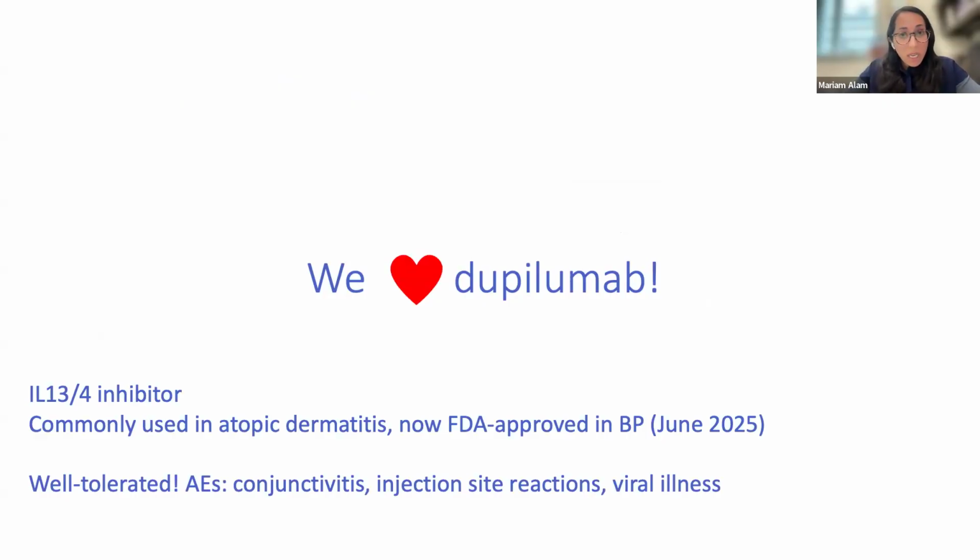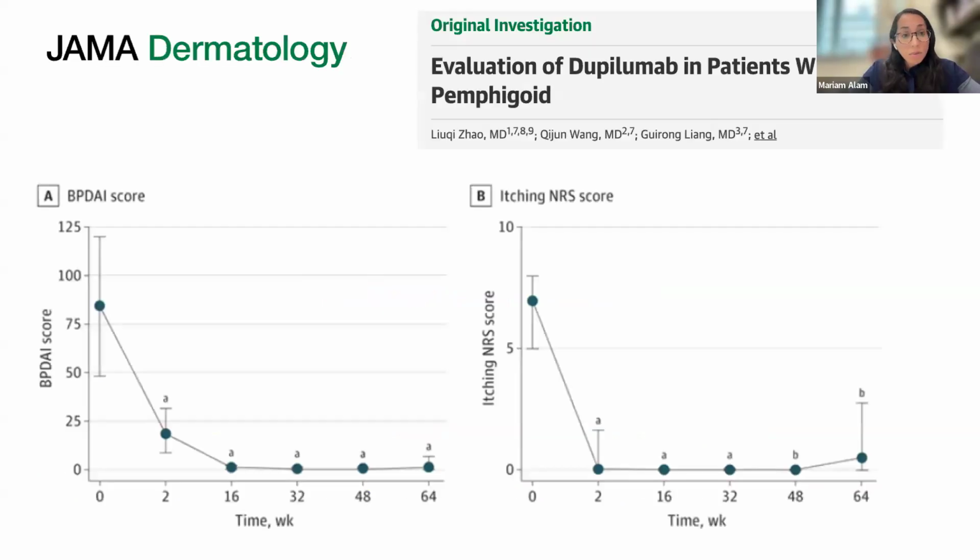It's very well tolerated. It is an injection medication, so you have to do an injection every 2 weeks. But main side effects are that it can cause some conjunctivitis. It can cause injection site reactions, which are, I think more than some of the other biologics that we use. And then there's an increased risk for viral illness. But it works really effectively for bullous pemphigoid.